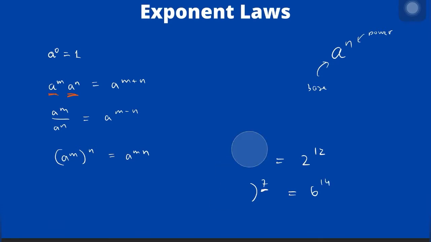This law can also be used to rewrite exponents. So if you have 7 power 14, this could be rewritten as 7 power 2 to the whole power of 7, because you just multiply 7 and 2, which would also be equal to 7 power 14.